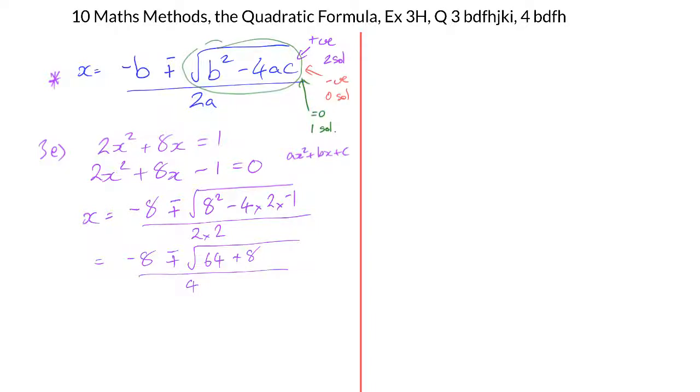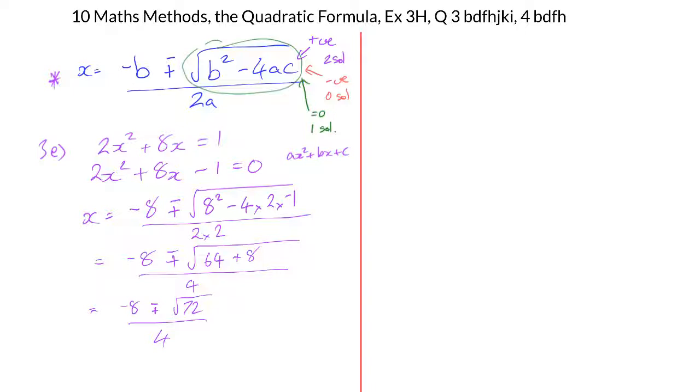Now it's asked for in exact values, so we need to simplify the square root. So it's the square root of 72 all over 4. Now I know some people love surds and some people don't. So let me help you out with this.